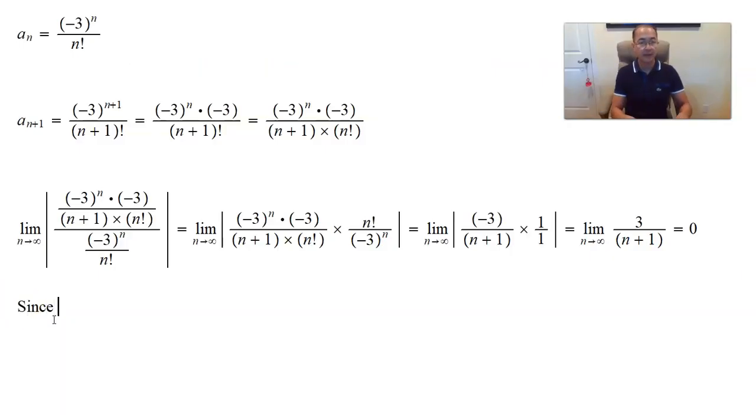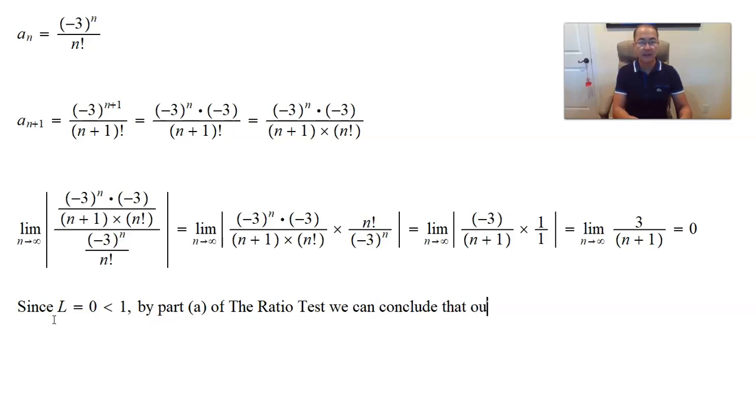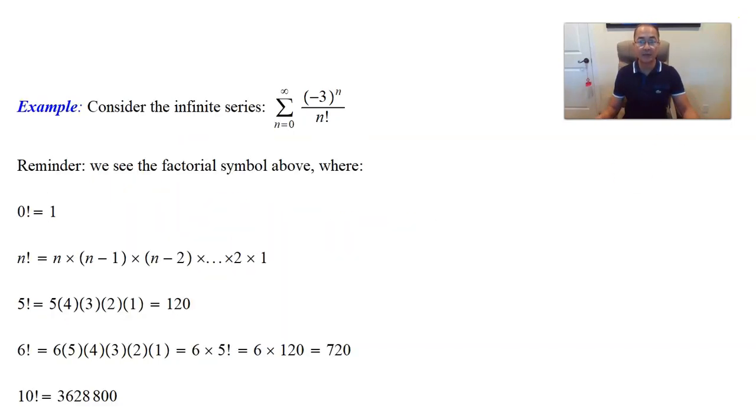All right, since L equals 0, which is smaller than 1, by part A of the ratio test, we don't really have an abbreviation for the ratio test, we can conclude that our series is absolutely convergent. All right, so if it is absolutely convergent, then of course the series without absolute values also converges. Our original series also converges.